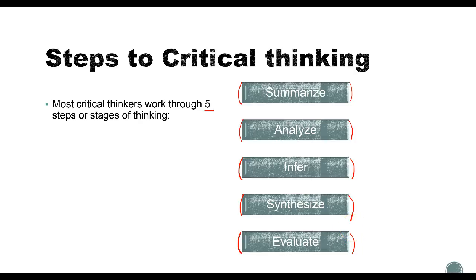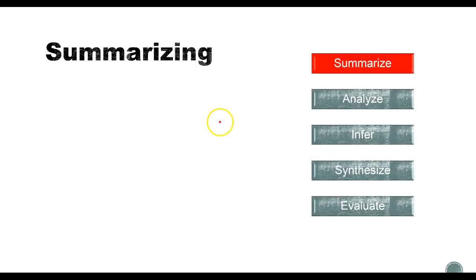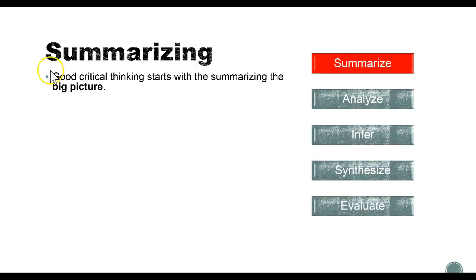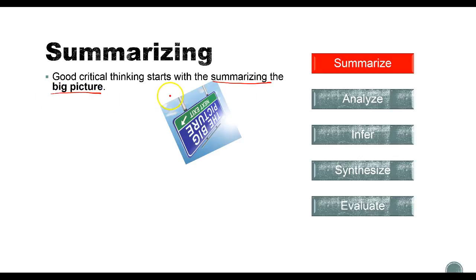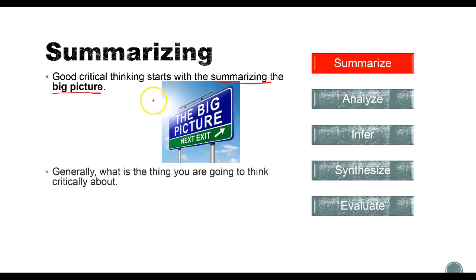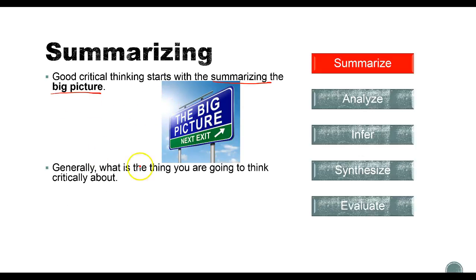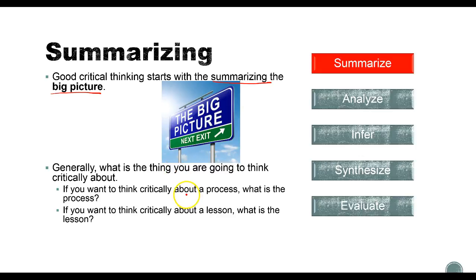So we're going to look a little bit more closely at these 5. So summarizing is the first step. So good critical thinking always starts with summarizing the big picture. Generally, what is the thing that you're going to think about really about? Or what is it? If you want to think critically about a process, what is the process? If you want to think critically about a lesson, what is the lesson? If you want to think critically about a strategy, what is the strategy?